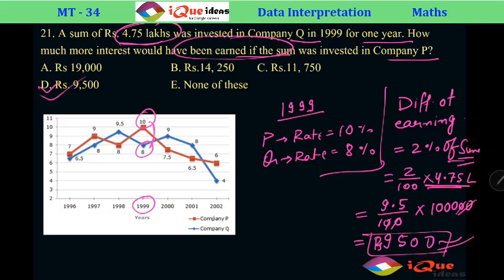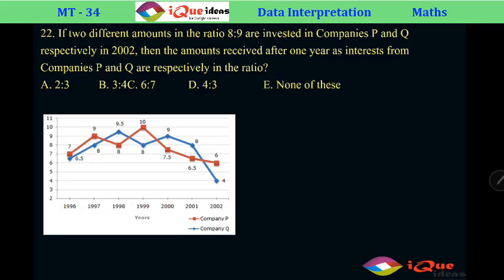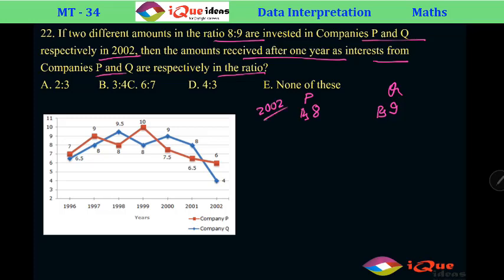Okay, now let's take up the next question. Now this question says if two different amounts in the ratio 8:9 are invested in the companies P and Q respectively in 2002, then the amounts received after 1 year as interests from the companies P and Q are respectively in the ratio. All right. So let's assume that 8 rupees is invested in P and 9 rupees are invested in Q. On P, and this is year 2002, what is the rate of interest in 2002? Red one, that is 6%. And on Q, it is the blue one, that is 4%.